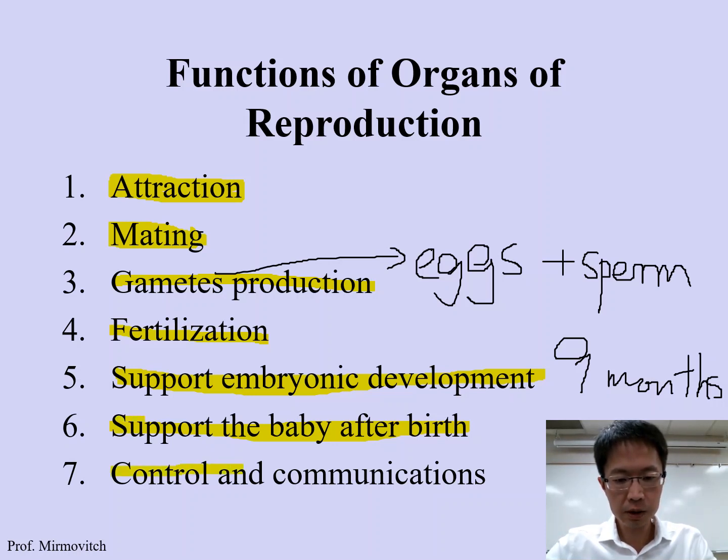Control and communication. In here, the communication refers to the placenta. The placenta during pregnancy acts as the communication between the mother and the fetus. Control, of course, the menstrual cycle in women is controlled by the ovary.